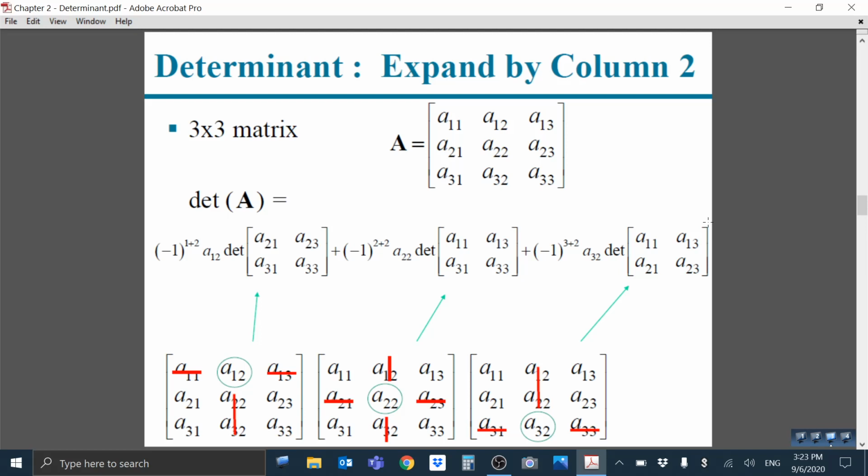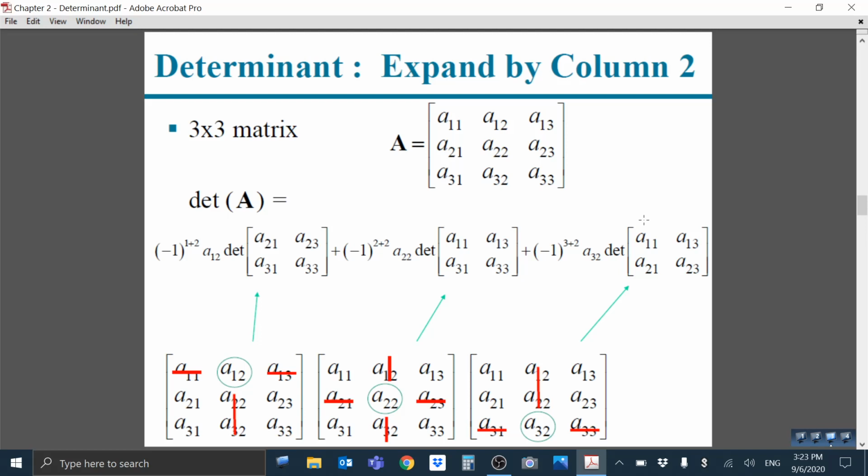And the result will be exactly the same as if I expand by any row or any other column. Again, if one of these entries is 0, then this part I don't even need to compute because I will multiply by 0. So that's the advantage of choosing a row that has a lot of zeros or a column that has a lot of zeros. There are pieces of computation that you don't need to do. You see, I have a 3 by 3 matrix, and to compute its determinant, I end up having to compute 3 determinants of 2 by 2 matrices.